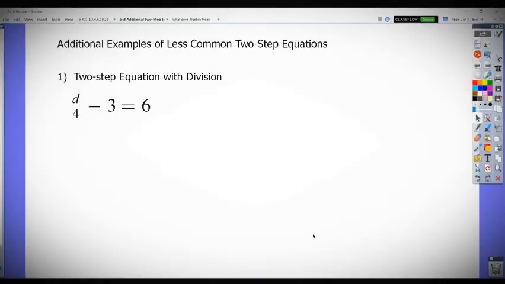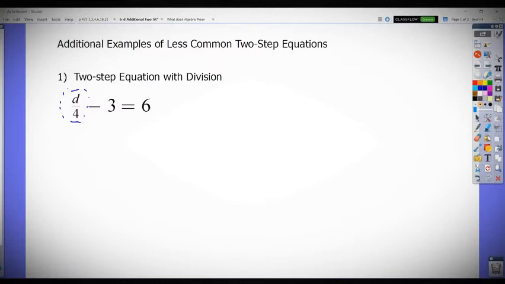We're going to go through 3 examples here of a little bit different types of two-step equations, not so common. We've gone over a couple examples already of the normal two-step equation, but let's look at these 3 different ones. So the first one here is a two-step equation with a division in it. You see here that this variable term in this equation right here is not a multiplication like most of the time. Instead, it's a division, d divided by 4.